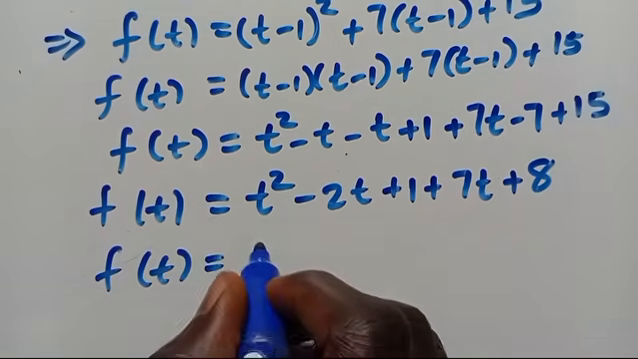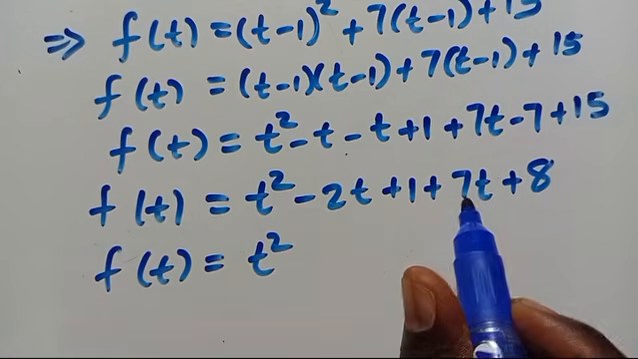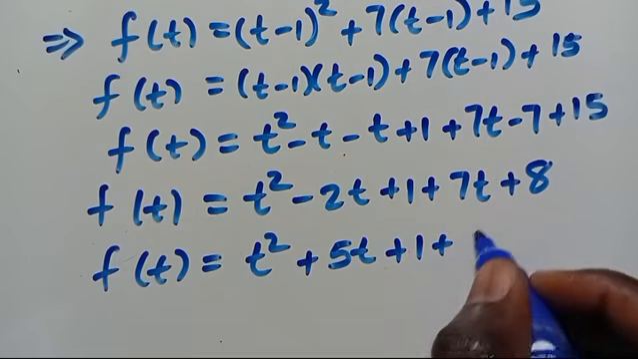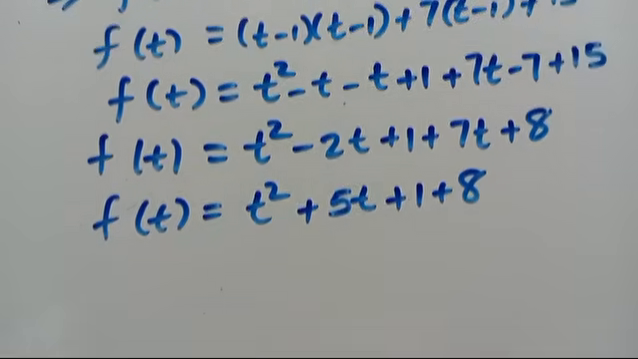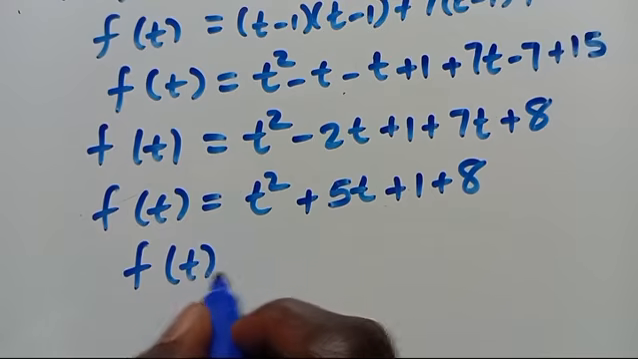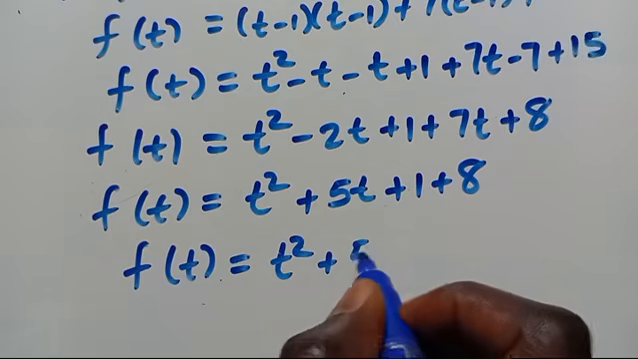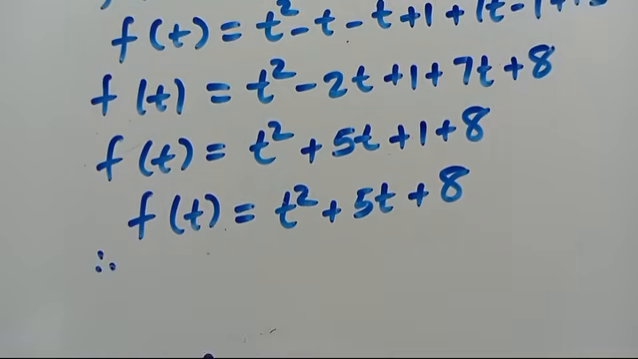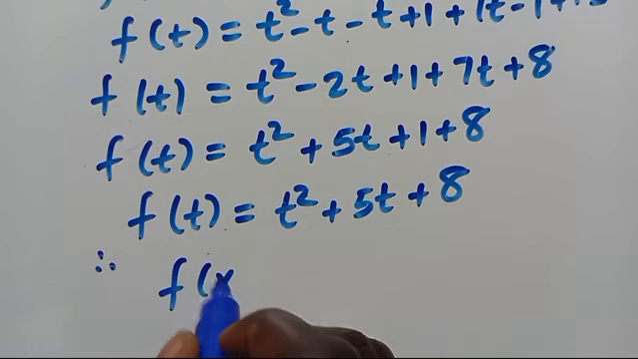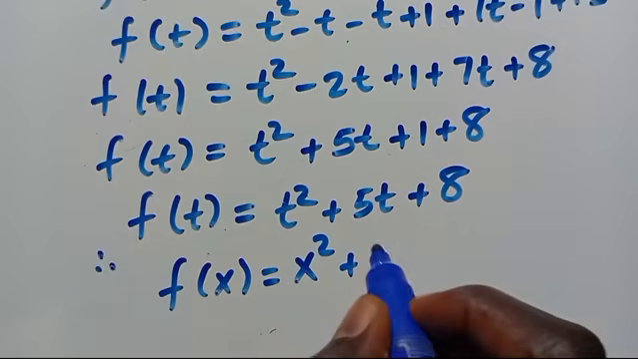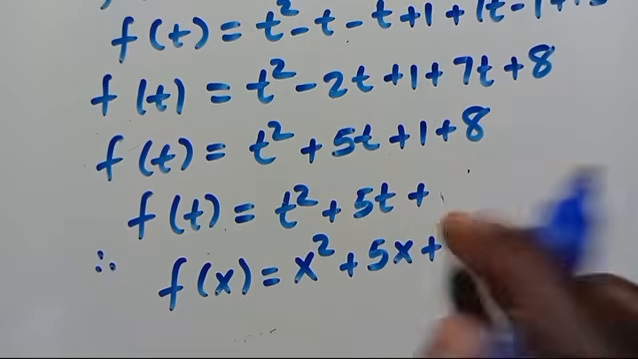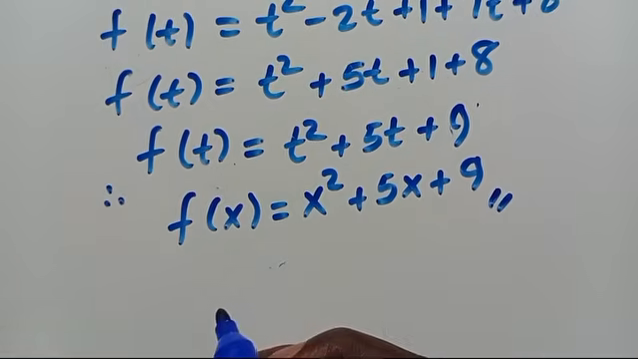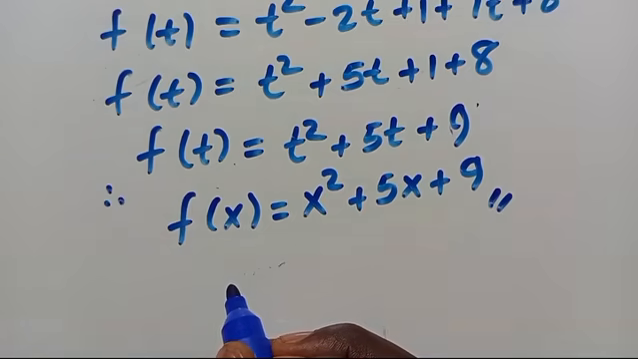F of t equals t squared. We have minus 2t plus 7t, which will give us plus 5t, plus 1 plus 8. So from here we have f of t to be t squared plus 5t plus 9. So therefore, we have f of x to be x squared plus 5x plus 9. And this is the final answer for the value of f of x.